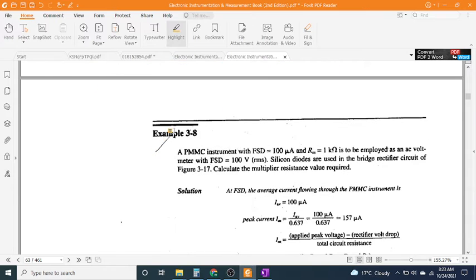Example 3-8. A PMMC instrument with FSD equals 100 µA and Rm equals 1 kΩ is to be employed as an AC voltmeter with FSD equals 100 V RMS. Silicon diodes are used in the bridge rectifier circuit of Figure 3-17. Calculate the multiplier resistance value required.